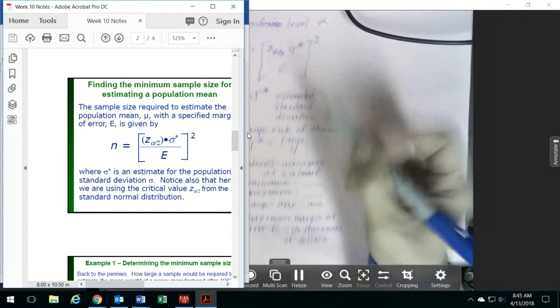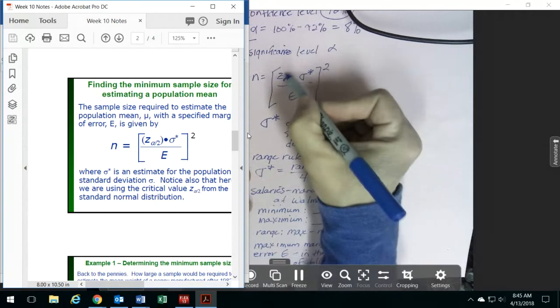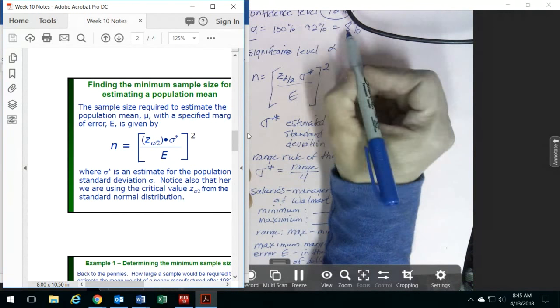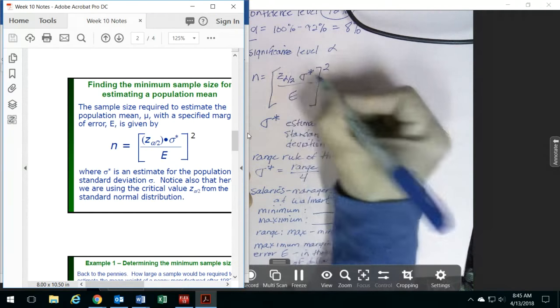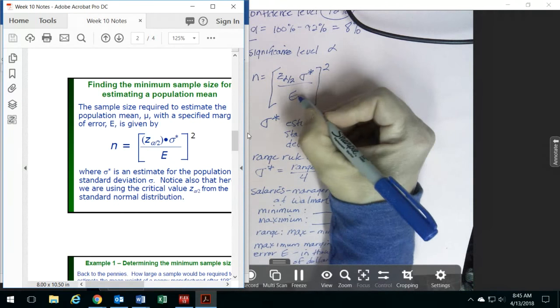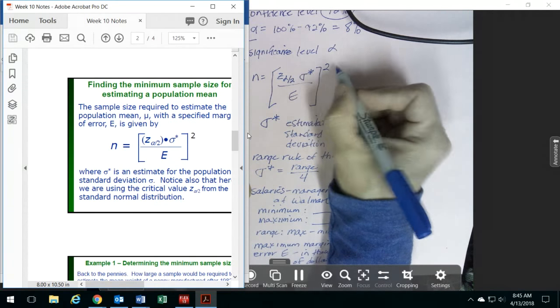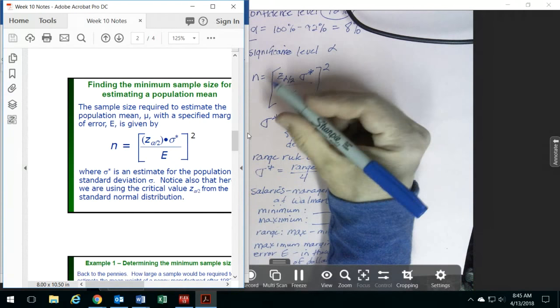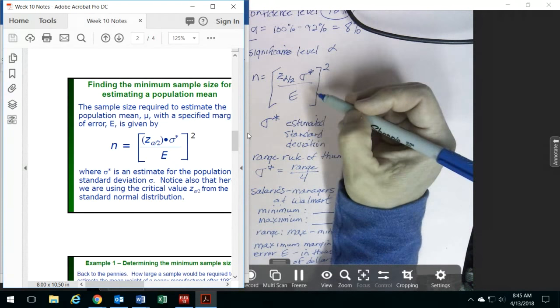So once you have those three things, you're going to have to figure out your critical value based on your confidence level. So figure out that, figure out your estimated standard deviation, decide on a maximum margin of error that you'd like, then put those three things into the formula and do this with it. That's going to give you a minimum sample size.